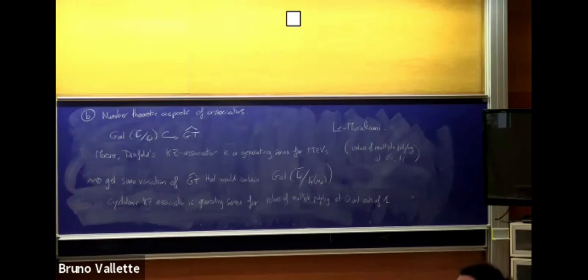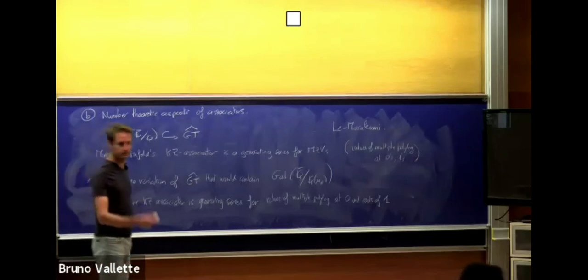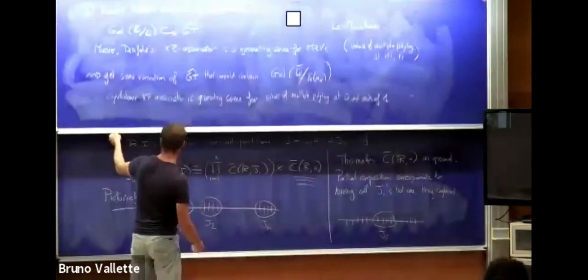Yes, go ahead. So you said that in the pro-unipotent completion, one can define x to the lambda, with lambda in the ground field. So how is that done? So the question is how you define x to the lambda, right? In the pro-unipotent completion.